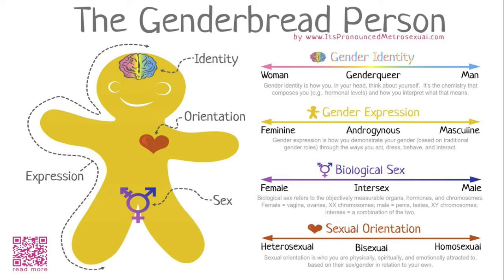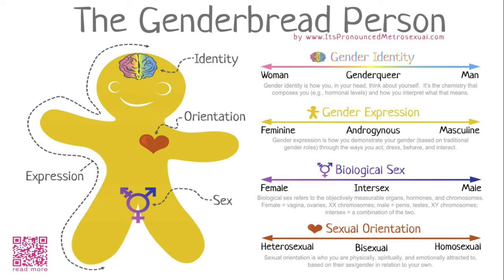by using the Genderbread Person model, created and illustrated by Sam Killermann, the author of It's Pronounced Metrosexual.com and LGBT advocate. The Genderbread model graphic breaks down the concept of gender into three aspects: sex, gender identity, and gender expression. Gender identity is defined as the personal conception of oneself as male or female. It is the chemistry that composes you and how you interpret what that means.